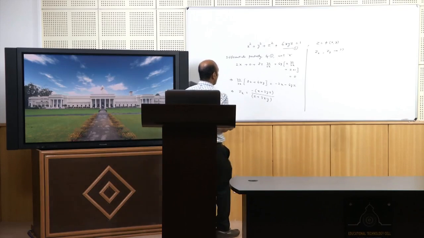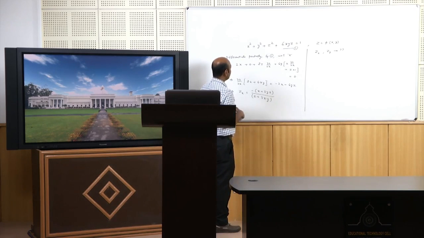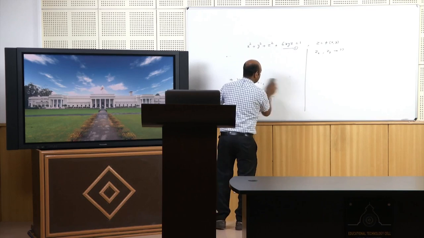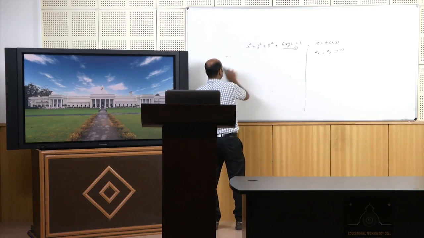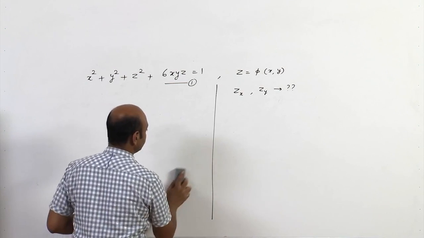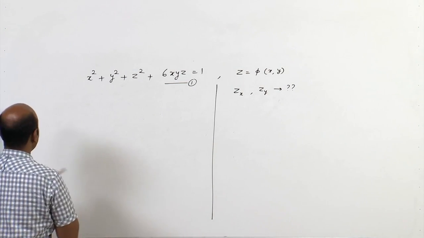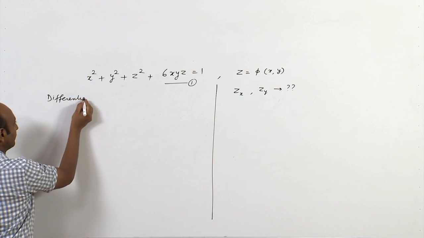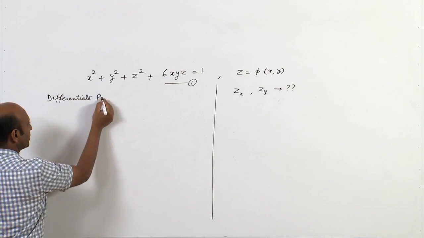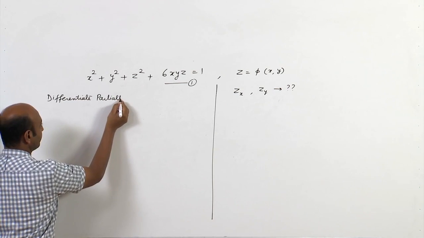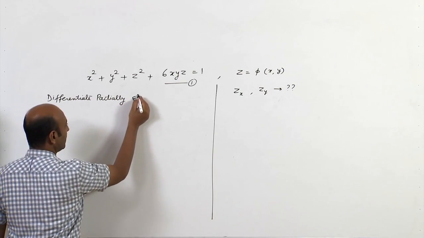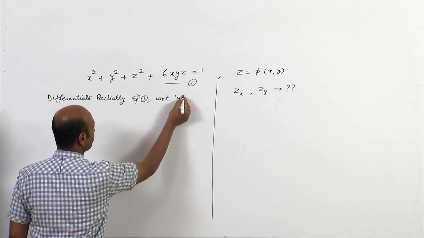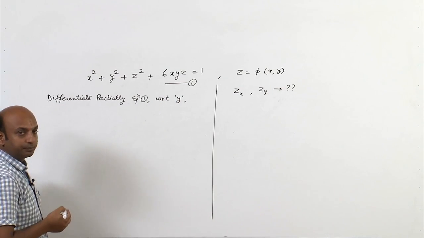So, this is del z upon del x. Now if you want to find del z upon del y, similarly we can proceed. Now again, differentiate partially equation 1 with respect to y. So, what we will obtain?